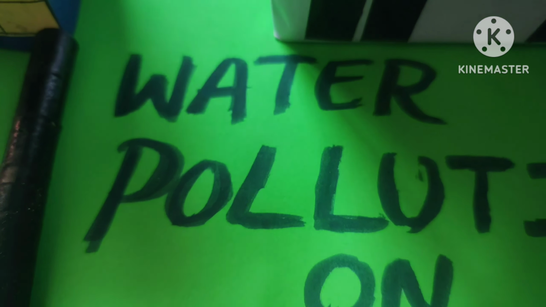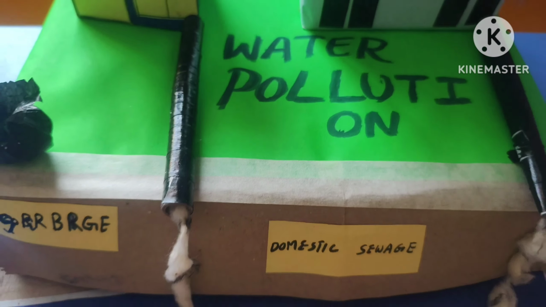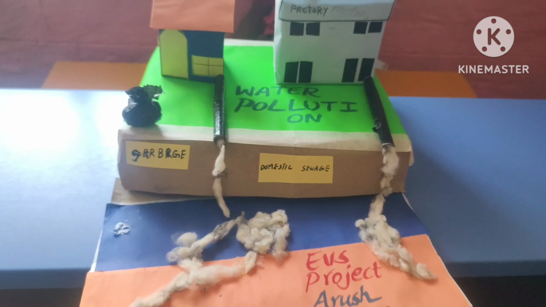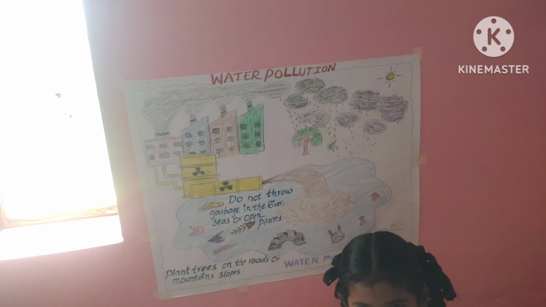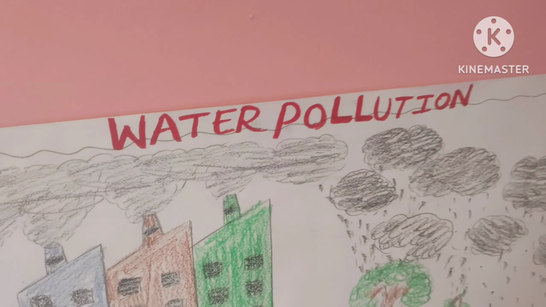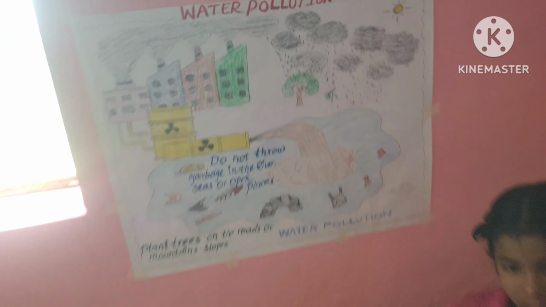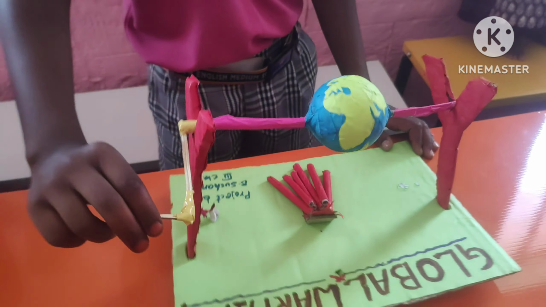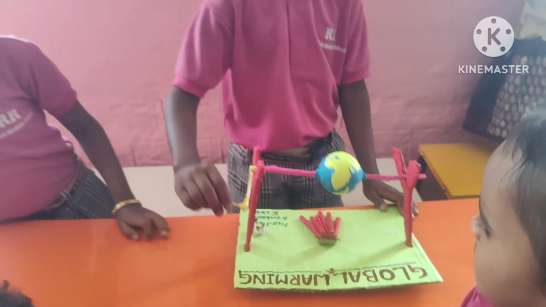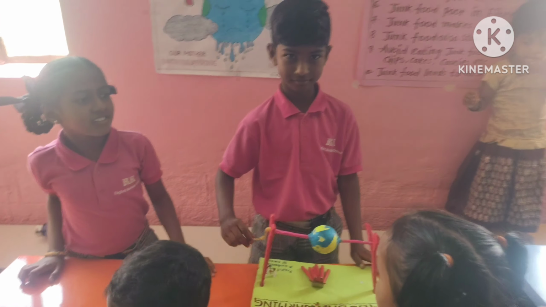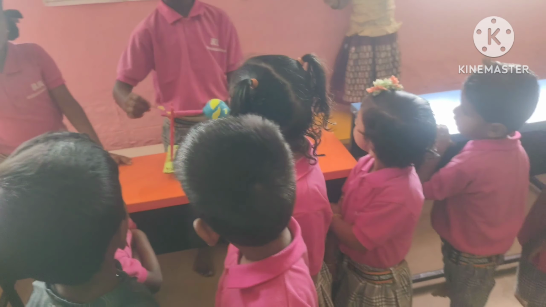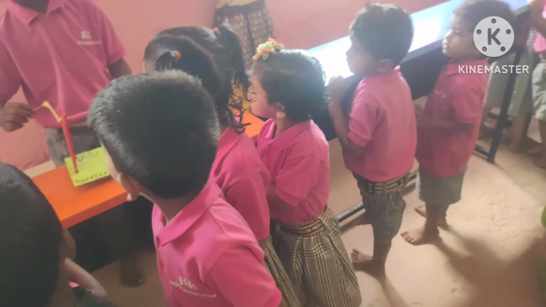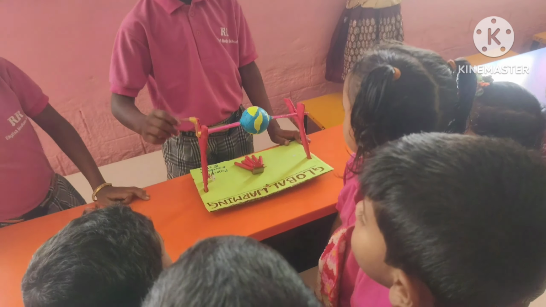Land pollution using recyclable materials. Water pollution model making. How to avoid contagious diseases by using this model making. Global warming model making done by the third class children: how to reduce global warming and how to save our environment.